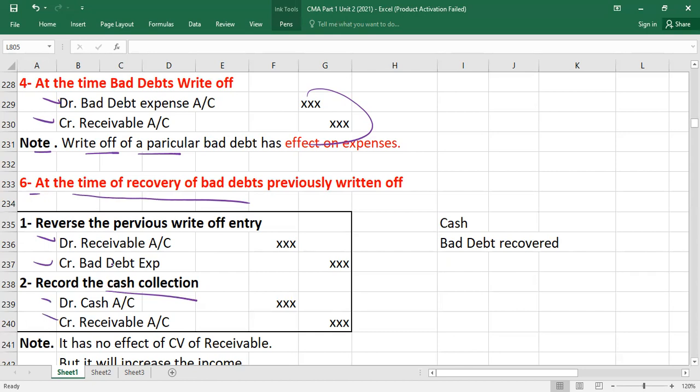So you can see here, this receivables is going to be netted out. Or you can pass a direct entry, debit cash, credit bad debts expense, because if you credit expense, it will reduce expense. Or you can credit the bad debts recovered account, another ledger. It's like an income account. Because a reduction in expense is also an increase in profit, and if you record bad debts recovered as income, it will also increase your profit. Net effect is the same. Understood?